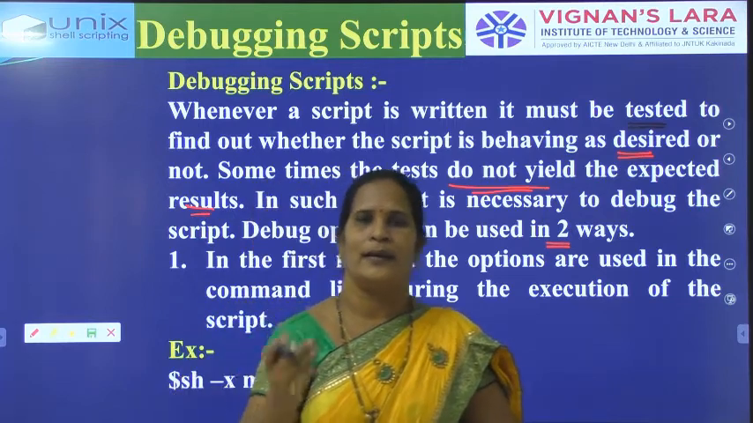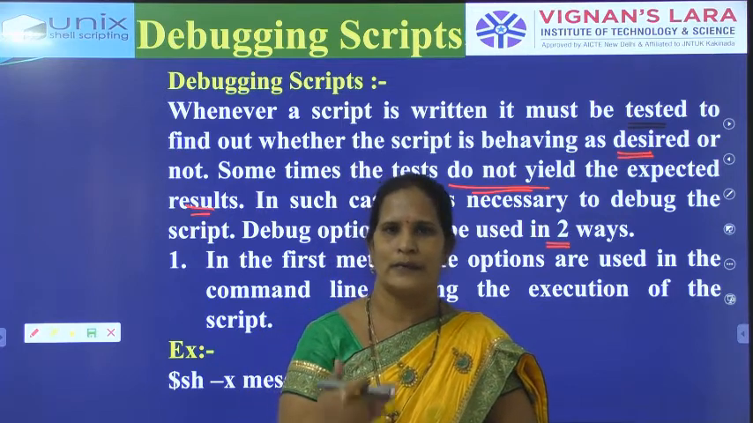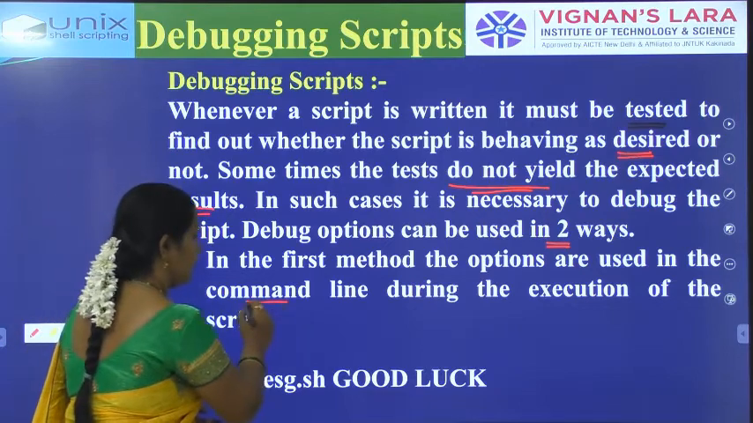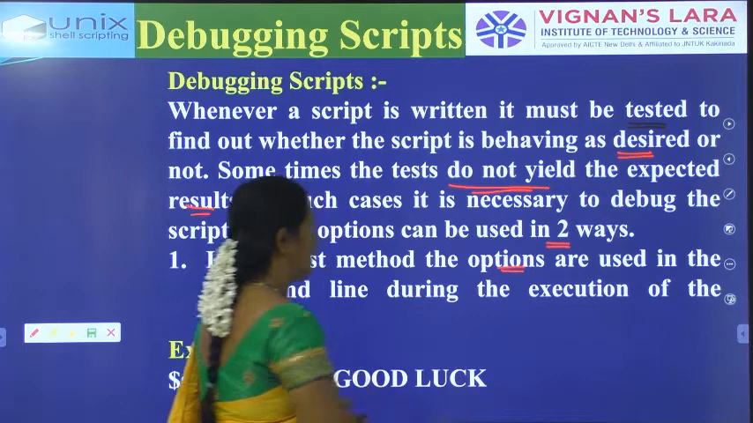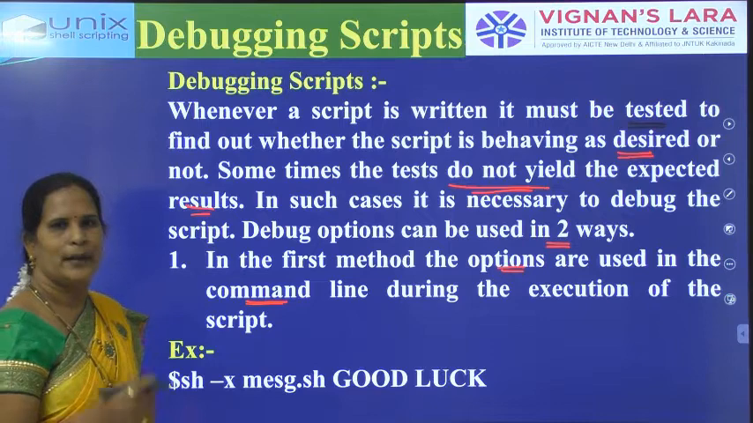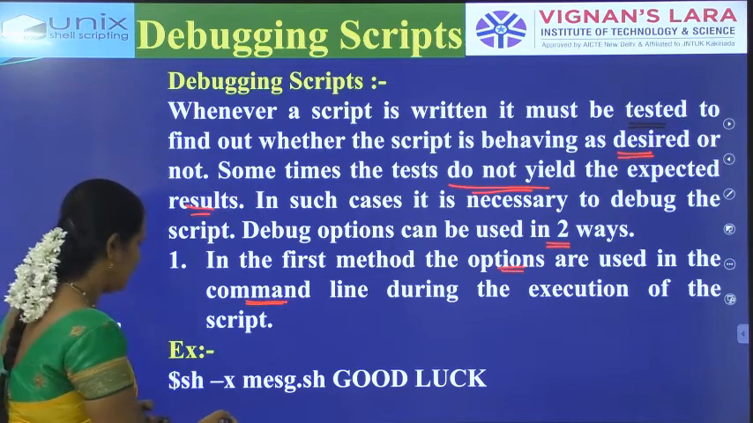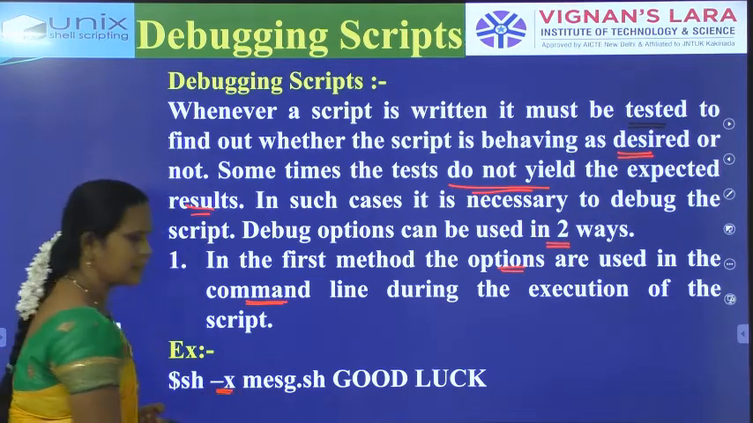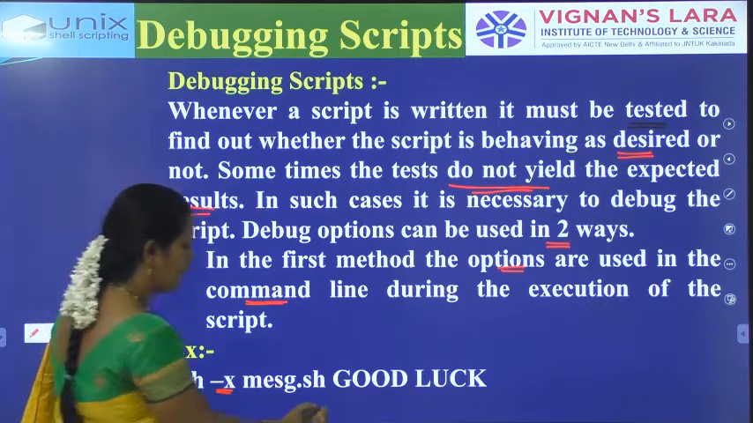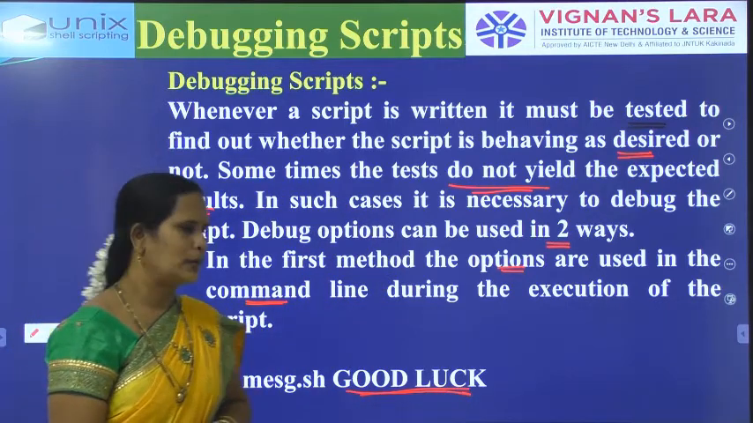What do you mean by command line? The line where we are specifying the command, or the line where we are typing the command, is known as a command line. So in the first method, the options are used in the command line during the execution of the script. Observe here, in order to compile and run a shell script, the command is sh space filename.sh. Here I am specifying the -x option: sh space -x space filename.sh followed by some message, meaning I am passing a message to the shell script.